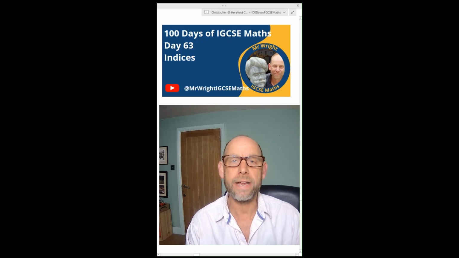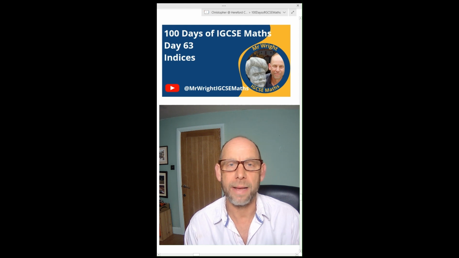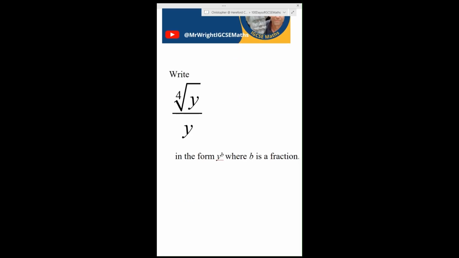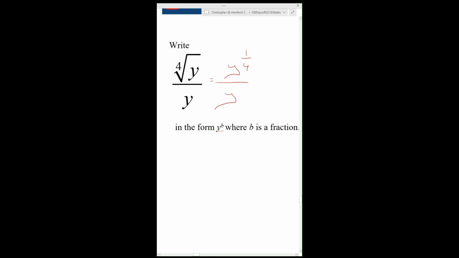It's day 63 of 100 days of IGCSE Maths Exam Questions. Pause now if you'd like to do the question before me. Okay, so I need to write these using indices, so that's going to be y to the power of a quarter over y. Now, if I divide, then I subtract the indices, don't I? So I've got y to the power of a quarter divided by y to the power of 1. So if I subtract the indices, I get y to the power of minus 3/4.